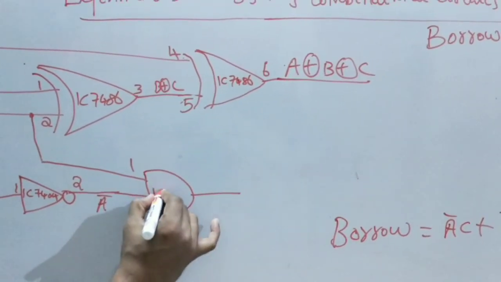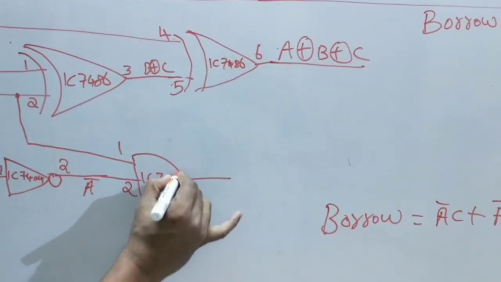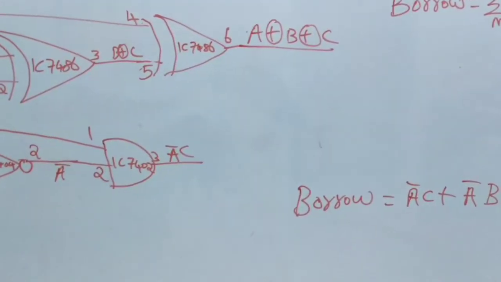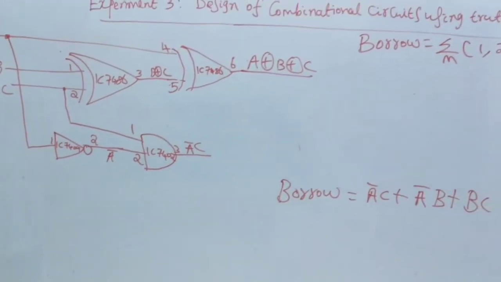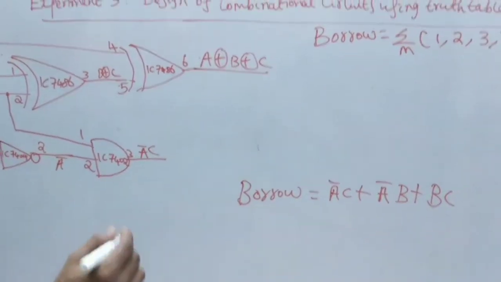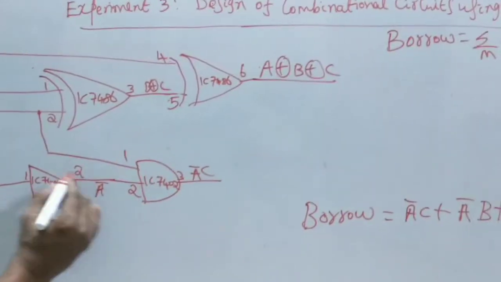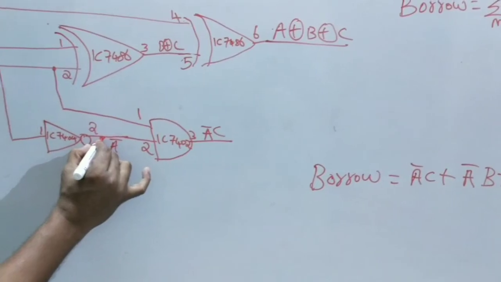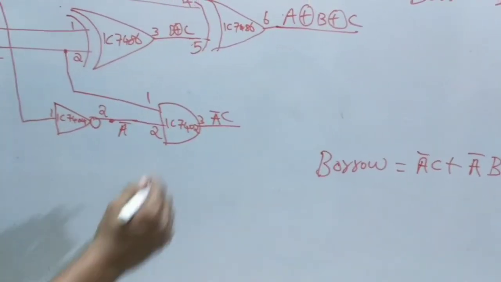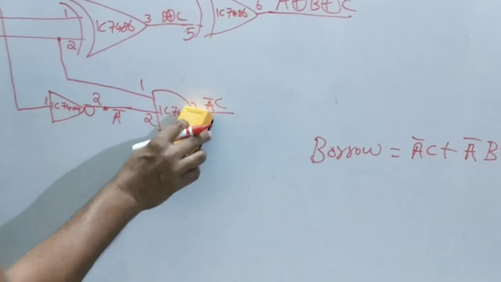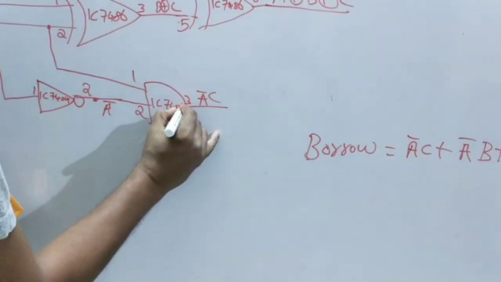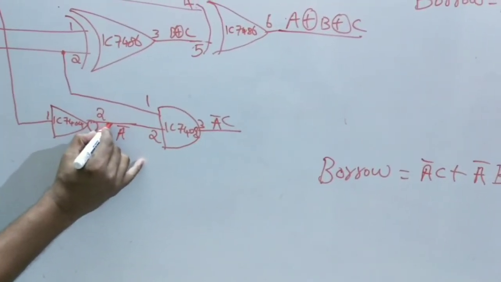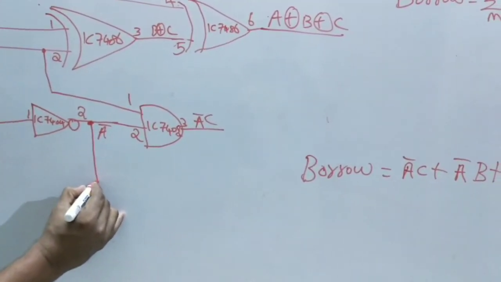So now I have formed it. I have formed A dash C, right? Okay, then we need to form A dash B, right? A dash B. I can take the A dash from pin number 2 of IC 7404. Okay, it is IC 7408, not 7402. Now I am going to take the value of A dash from pin number 2 of the NOT gate.